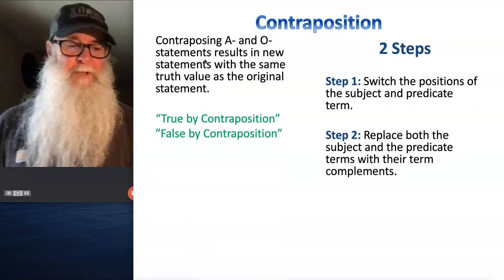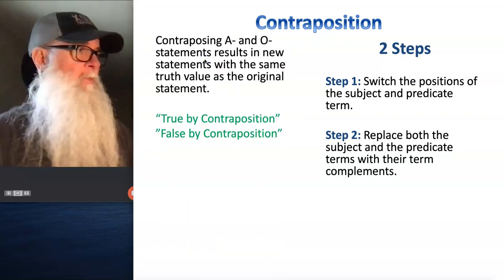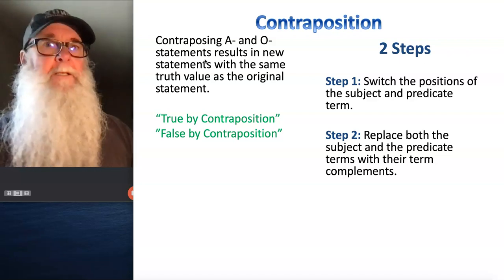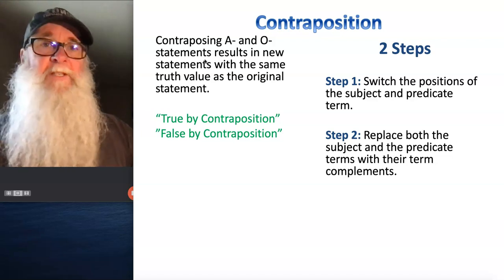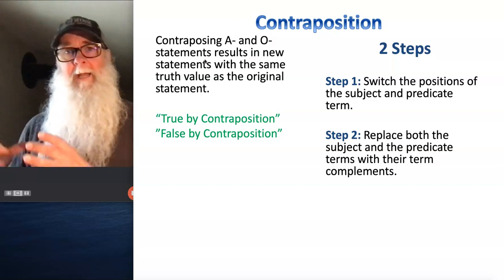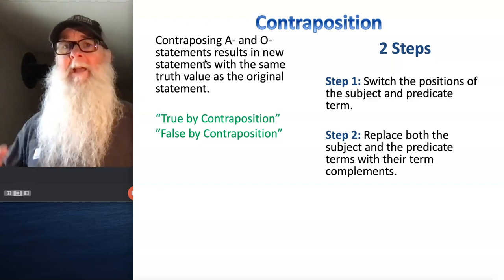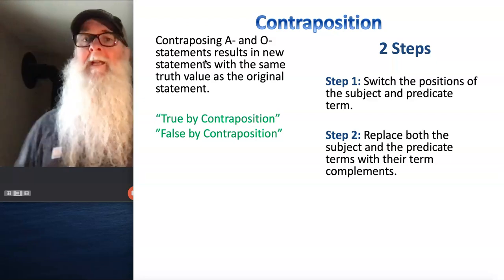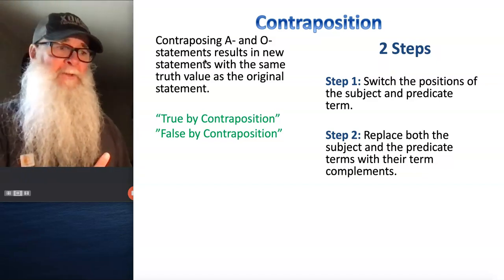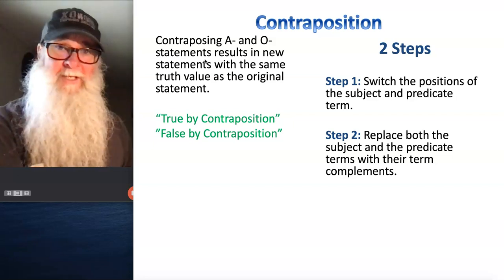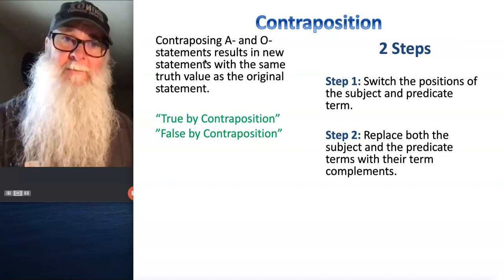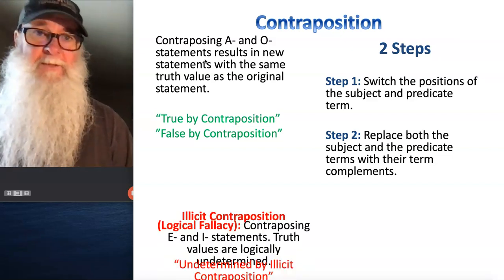Okay. Now when we contrapose A statements or O statements, we're going to create new statements that look different, but communicate the same meaning, the same information, and have the same truth values as the original statements, right? So if we look at an A statement that we've contraposed that was true, we say this contraposed A statement is true by contraposition. Or if we apply contraposition to an O statement that we're told is false, we're going to say this new O statement that I've created through contraposition is also false by contraposition because the original was false.